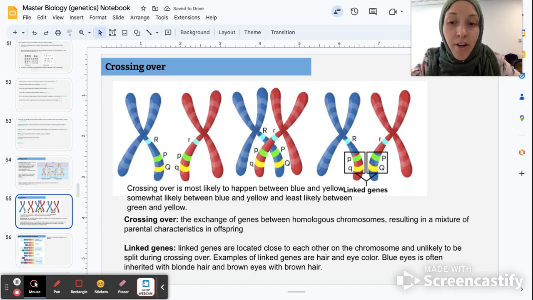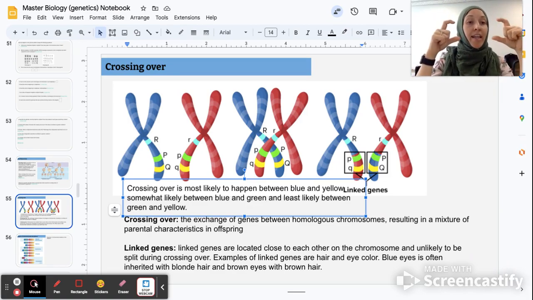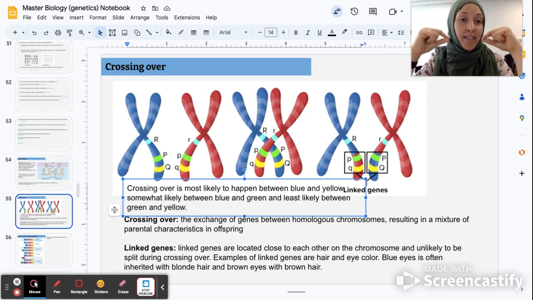So I'll say this again. Crossing over is most likely to happen between blue and yellow because they're the furthest apart. Somewhat likely to happen between blue and green. And least likely to happen between green and yellow. Genes that are very close together are called linked genes because the alleles are likely inherited together.